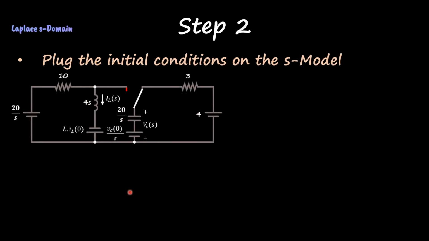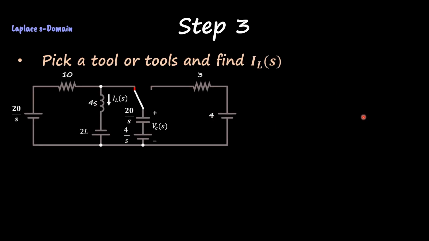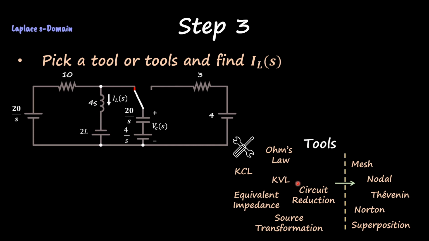Alright. Now, step number 2, we're going to plug those initial conditions that we just found into the S model. So this is the S model that we have, and we just plug 2 and 4 into the respective positions here, and you get this S model. And this is the one that we're now going to use. On step number 3, you're going to pick a tool or a set of tools from the ones that we presented earlier, and you're going to try to find IL of S.